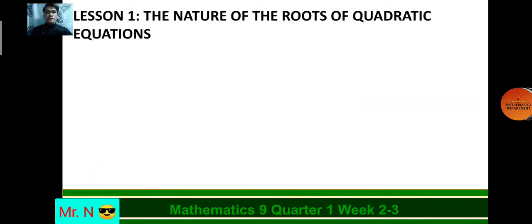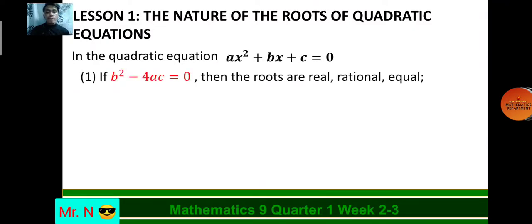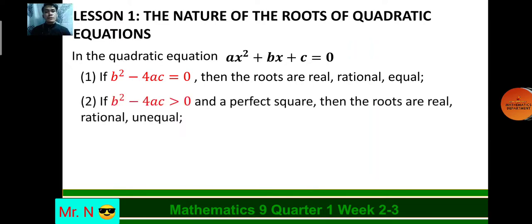Now let's have the conditions. If b squared minus 4ac equals to 0, then the roots are real, rational, equal. 2. If b squared minus 4ac greater than 0 and a perfect square, then the roots are real, rational, and unequal.